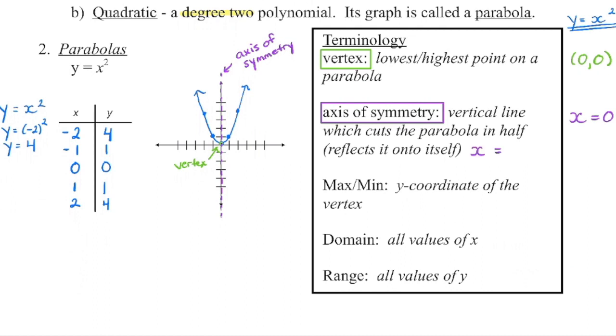It's always going to begin with x equals, and then look, where is it crossing the x-axis? We're going to have a minimum if we are opening up. You can see this is the lowest or the minimum point on the graph.